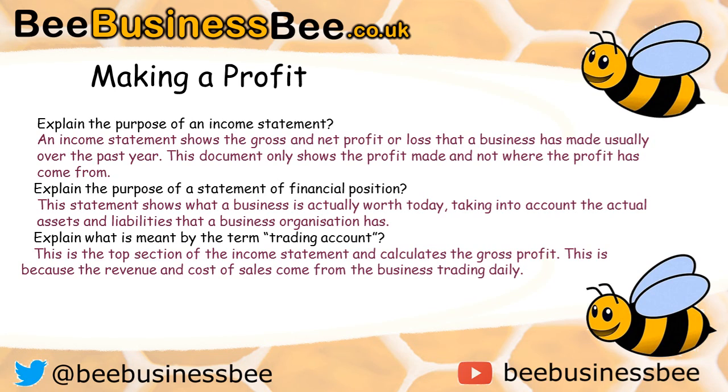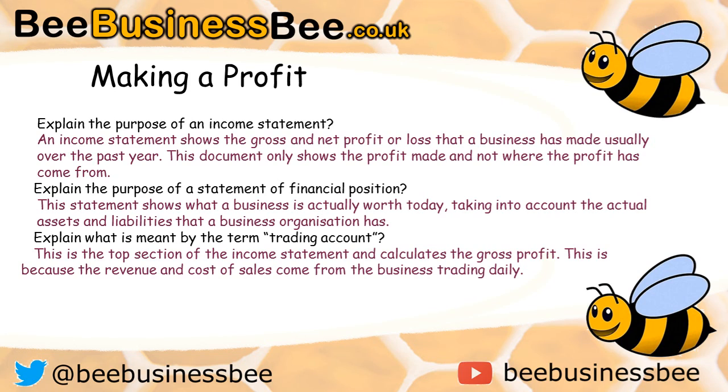Whereas, the statement of financial position, or the balance sheet, shows you what the business is actually worth today, taking into account their assets and the liabilities. So it shows you what the business owns and what the business owes. So if the business hasn't got many assets, but it's been making a healthy profit, then there's probably a good indication that the business has been selling off its assets to make a profit. Remember, that's not sustainable in the long term. It's all about sustainability, remember. You want a sustainable source of income and a sustainable profit.